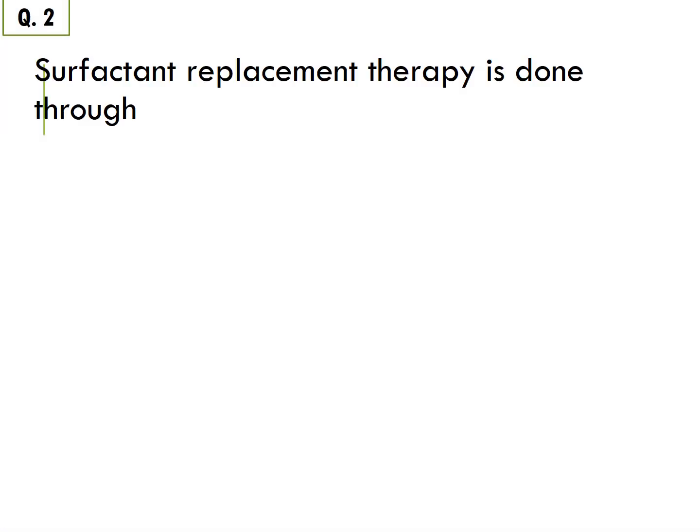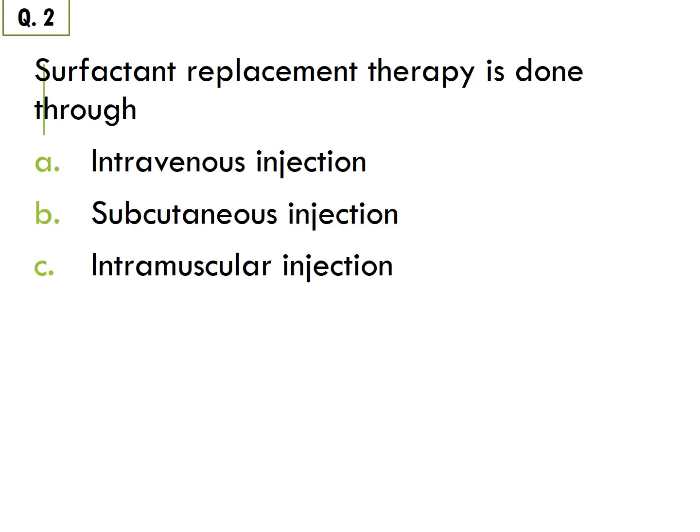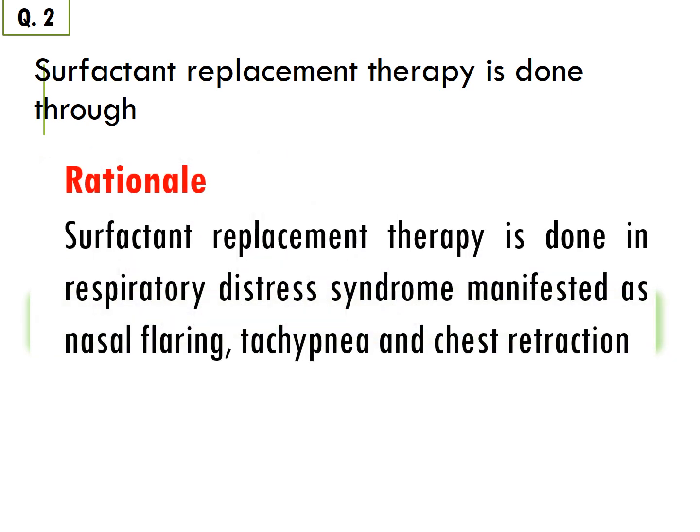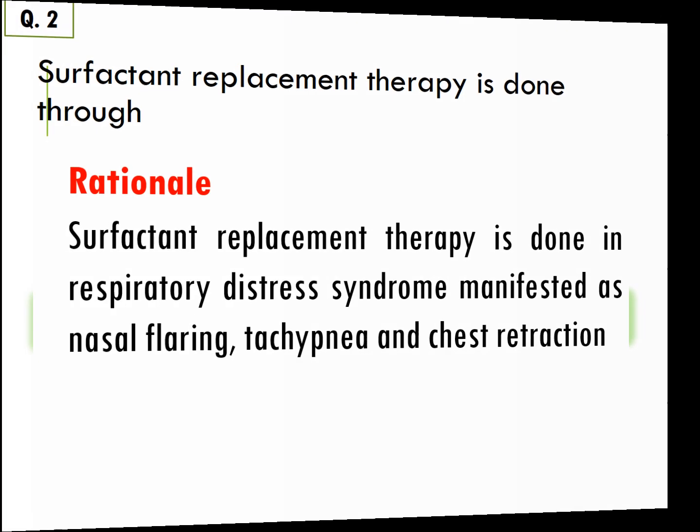So let's go to question number 2. Surfactant replacement therapy is done through, and the options are intravenous injection, subcutaneous injection, intramuscular injection, endotracheal instillation. And the answer is endotracheal instillation. Surfactant therapy is done in respiratory distress syndrome, which is manifested as nasal flaring, tachypnea, and chest retraction. So it is given by endotracheal instillation.